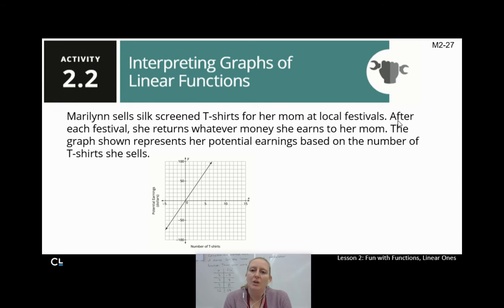So to kick us off here, we're on page M2-27. Marilyn sells silk-screened t-shirts for her mom at local festivals. After each festival, she returns whatever money she earns to her mom. Good job, Marilyn. The graph shown represents her potential earnings based on the number of t-shirts she sells. So you have this lovely graph here on page M2-27.